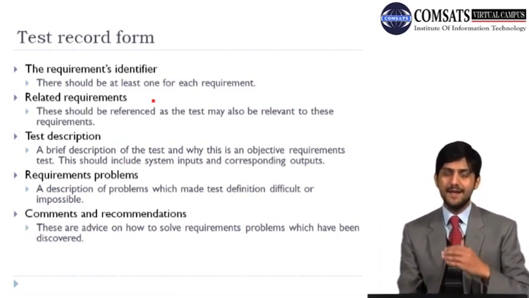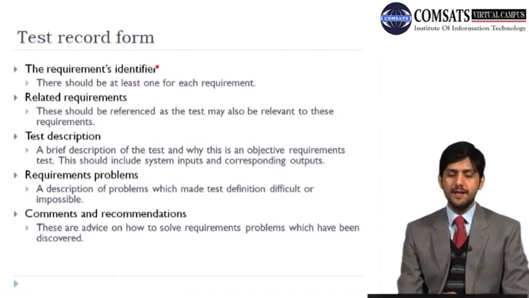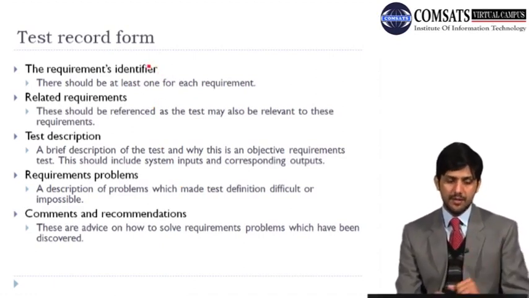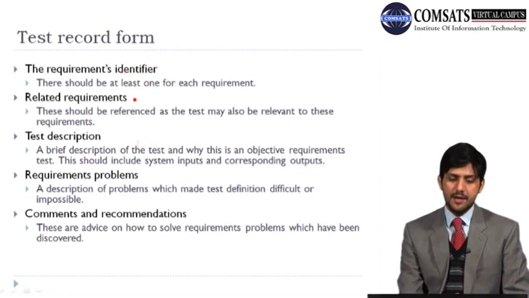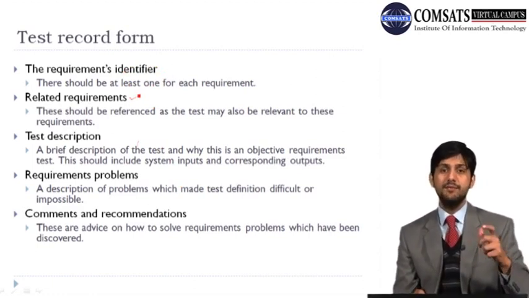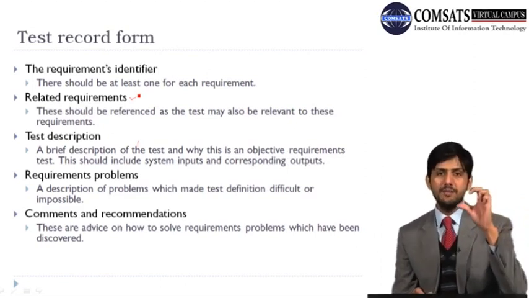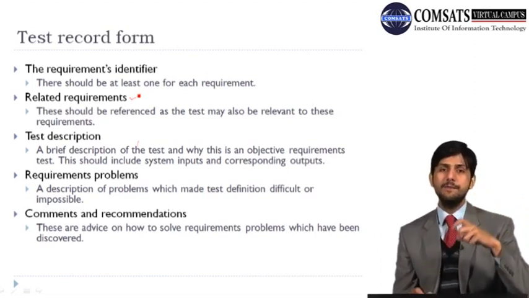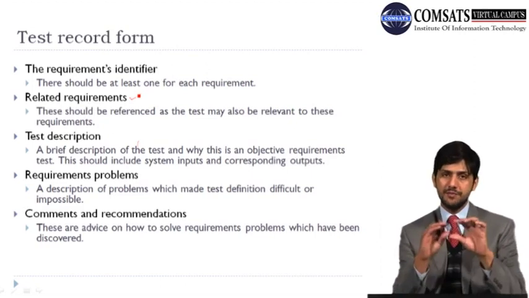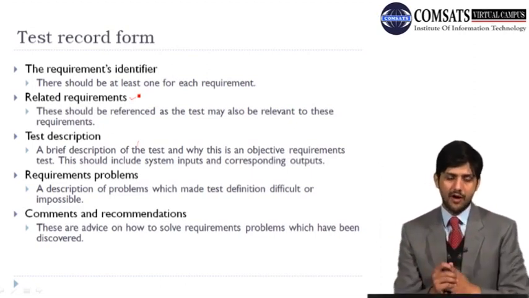We have the requirements identifier, so there should be at least one for each requirement. We also have related requirements. For example, let's say we are testing requirement number 4, requirement number 5. That would be the requirements identifier. And all the requirements which are related to this particular requirement, we will also list.